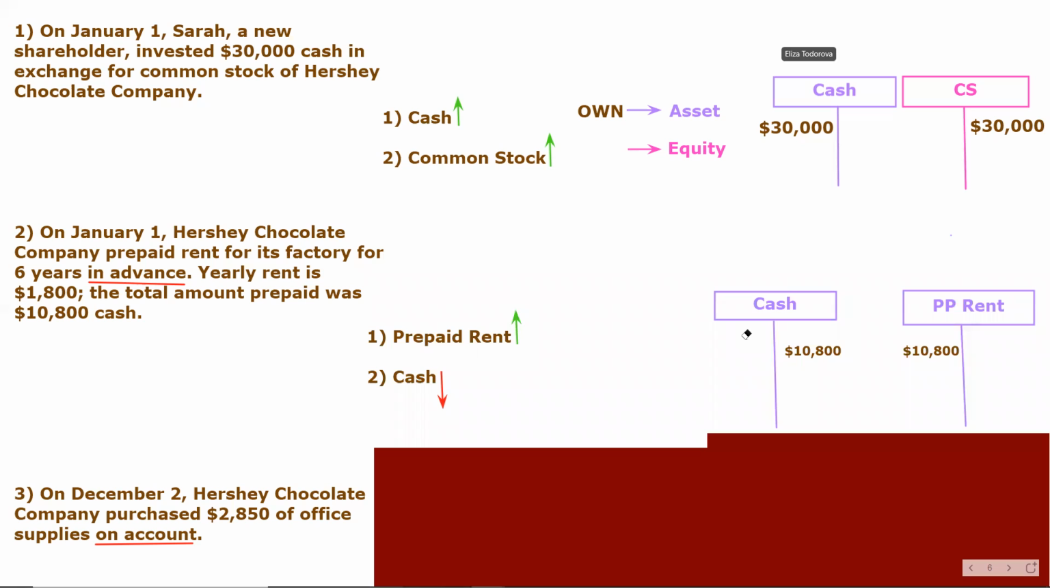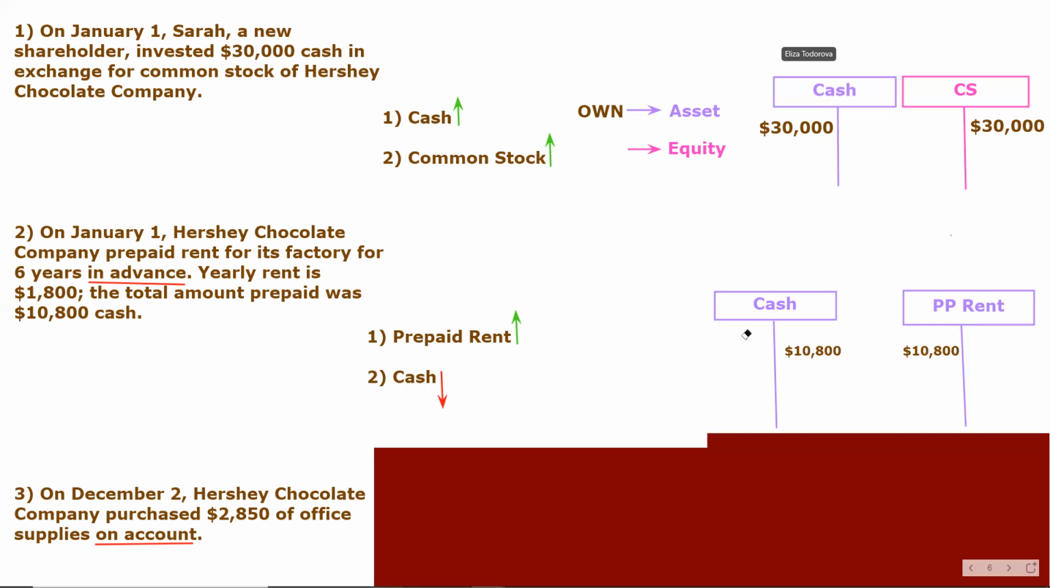All right. On December 2nd, Hershey Chocolate Company purchased $2,850 of office supplies on account. Okay. So here's my question. We have supplies, right? That's our first account. But was cash involved this time? The answer is no. And the key word is on account.